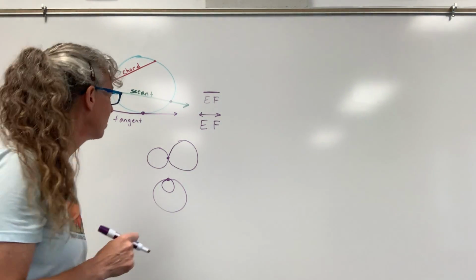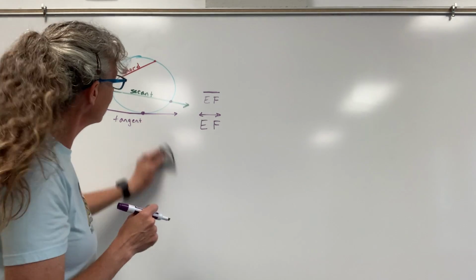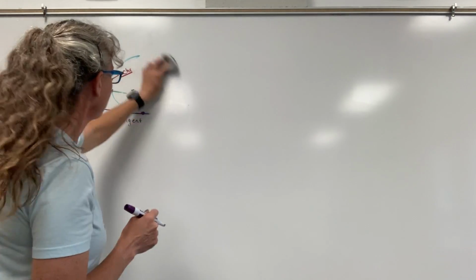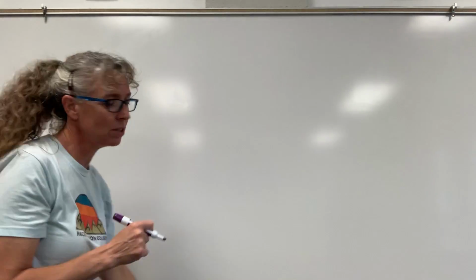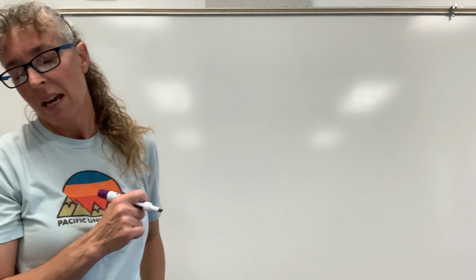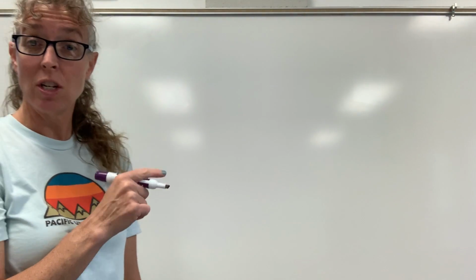So let's look at example number 2. It says to identify the length of the radius in those circles, their point of tangency, and also an equation of a tangent line.